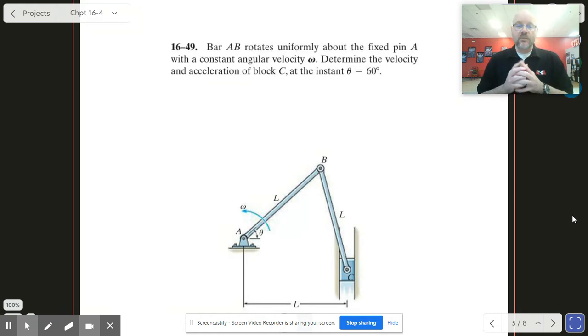Okay, this is a challenging problem. So what I've done to walk you through this one is I've worked it all out on a piece of paper. I took a picture of that piece of paper, and I'm going to walk you through the solution on the next slide. I think that's going to work pretty well. Let's see if it does.